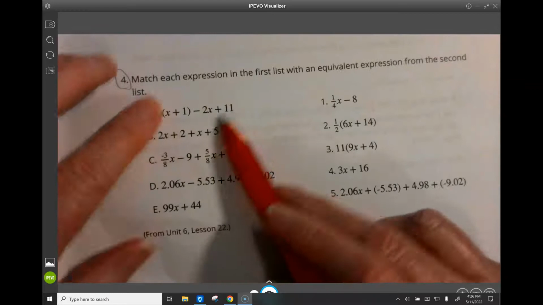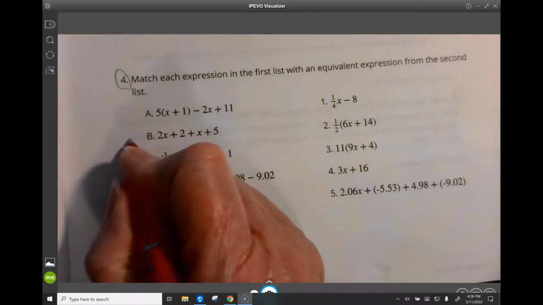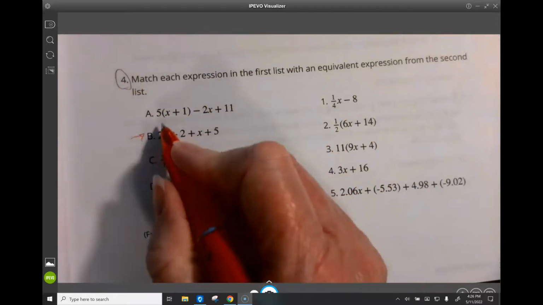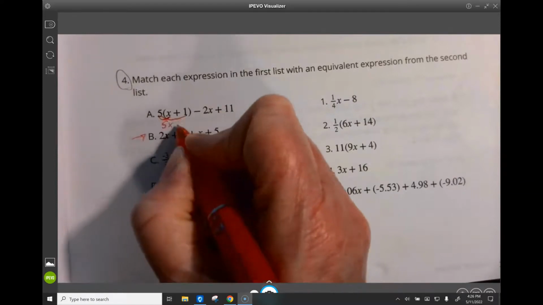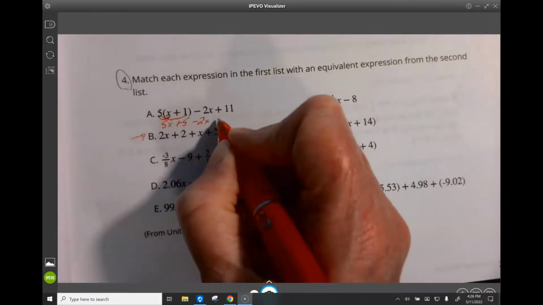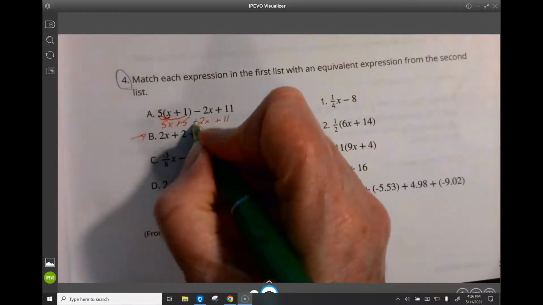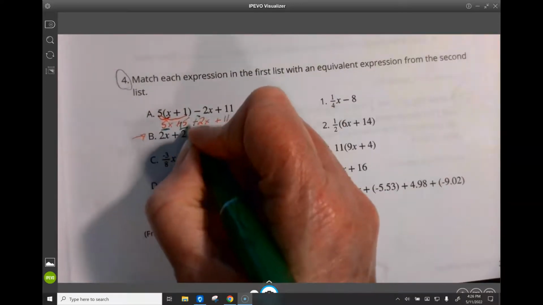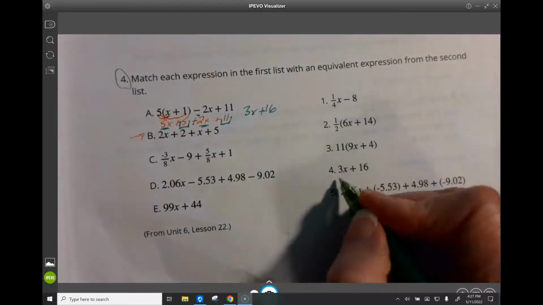So what they want us to do is simplify all these things. So I'm going to do a couple with you. I will take the yucky ones, okay? You can take B, that one's nice. A, you have to distribute, so just make sure. So we're going to do that one. We're going to distribute this. 5 times x is 5x, and 5 times 1 is 5, minus 2x plus 11. Now I'm going to combine like terms. Oops, nope, I'm going to cross the line and change the sign. Combining like terms, I get 3x, and then 5 and 11 are also like terms, so that's going to be 16. So A matches up with 4.